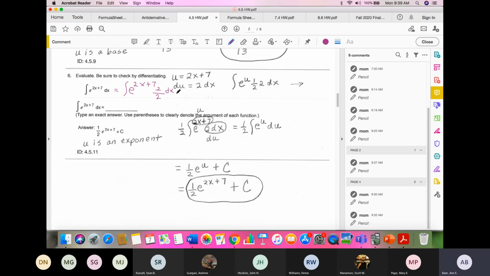However, what we want to do is keep this 2 next to the dx, but we want to do something with dividing by 2. That it really is 1/2. So what we want to do is bring the 1/2 out in front, like this. I'm going to bring that 1/2 out in front. And then what do we have? We have e to the 2x plus 7.